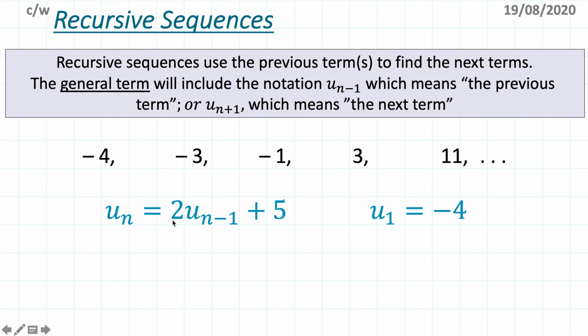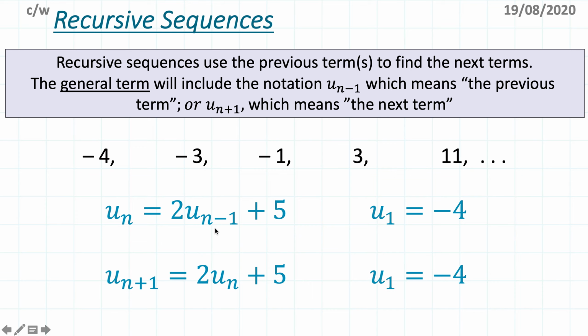Now whenever we describe recursive sequences, we always talk about the first term. So the first term is -4, because if I'm always using the previous terms, what term will I use to find the first one? There's no u_0. So whenever we describe recursive sequences, we describe the formula and then we describe the first term as well. So you need to have a head start.